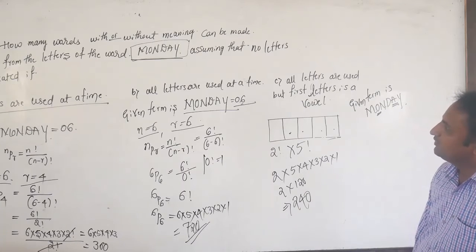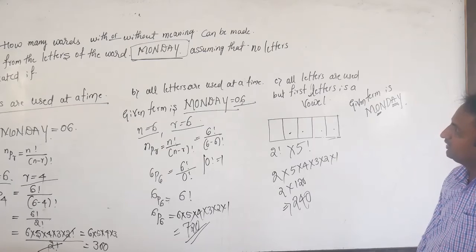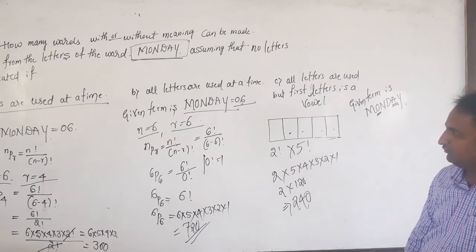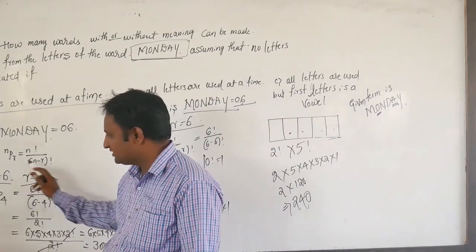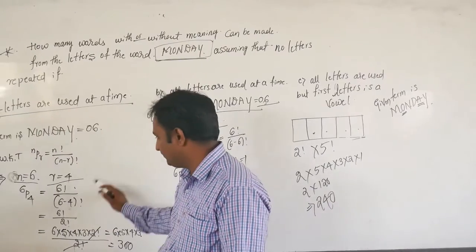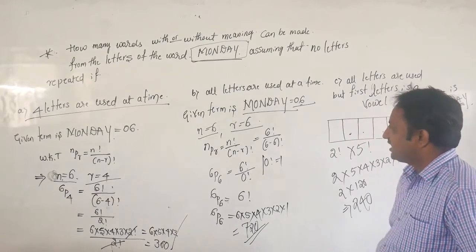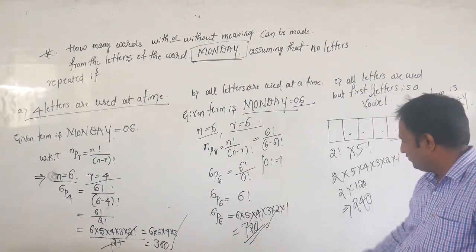How many words, with or without meaning, can be made from the letters of Monday, assuming no letter is repeated? If 4 letters are used at a time, the n value is 6 as well as the r value is 4. Here, the required answer is 360. If all letters are used at a time, 6P6, our required answer is 720.